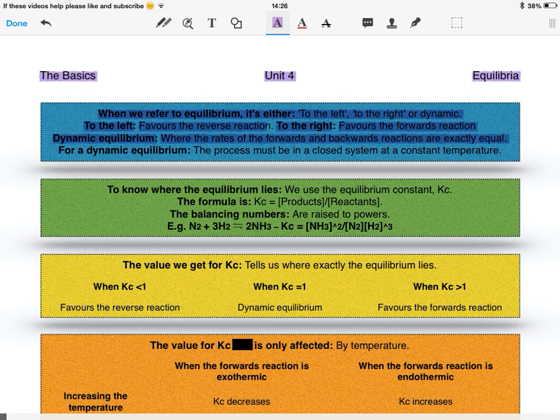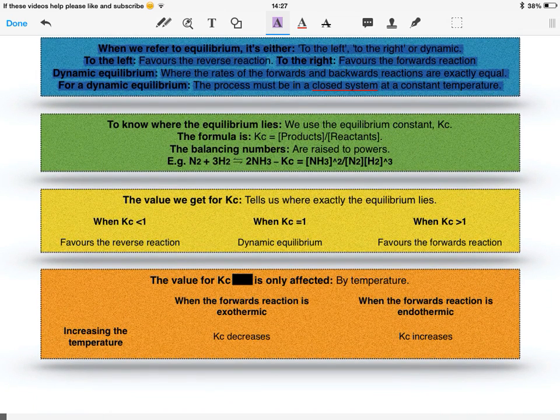So you can kind of just think of this as the 50-50 spread. It's the best of both worlds. So for a dynamic equilibrium, the process must be in a closed system and at a constant temperature. The reason it's in a closed system is because then no products can come in or out, or reactants for that matter, which then means that the equilibrium will not be changed by anything that can alter Le Chatelier's principle.